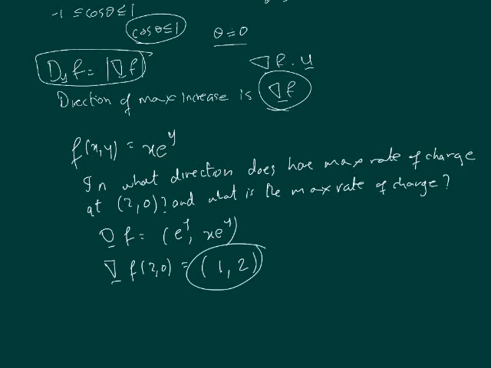The magnitude of grad f at (2, 0) is the actual maximum rate of change. So that's the square root of 1 squared plus 2 squared, which is equal to square root of 5. Okay, so that's the maximum rate of change. That's the maximum something can increase if you're standing at (2, 0), and the direction you go is the direction of grad f, the gradient of f. All right, we'll stop there.